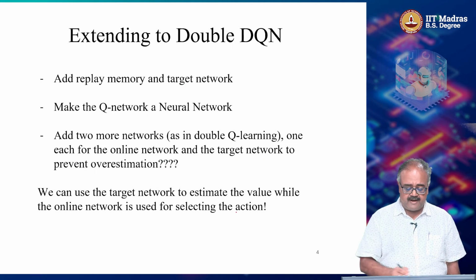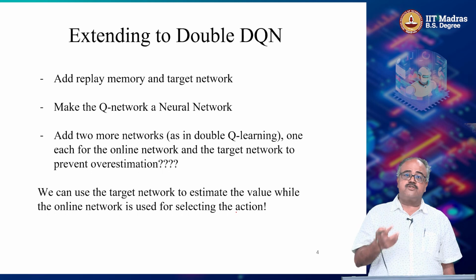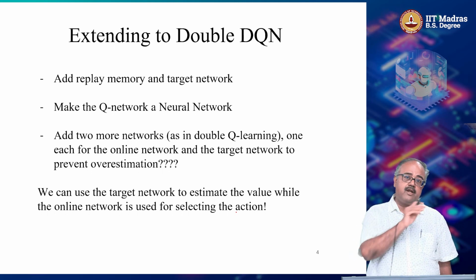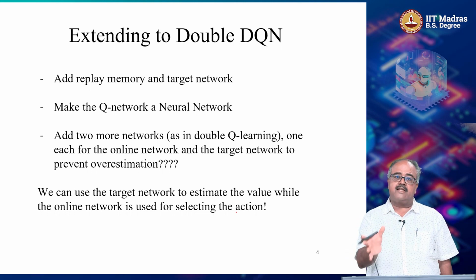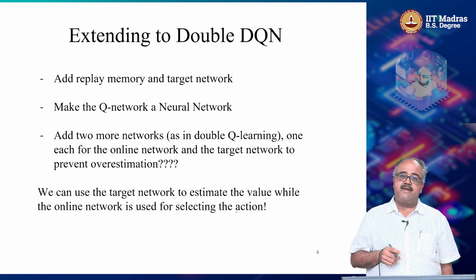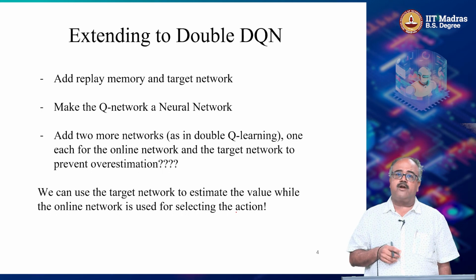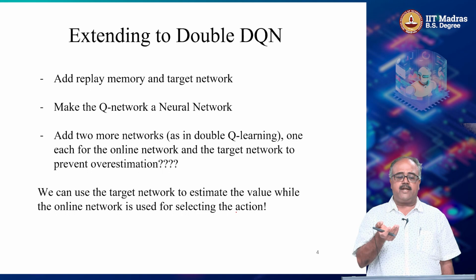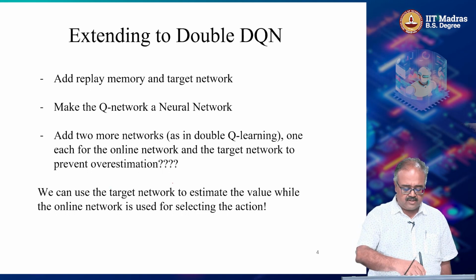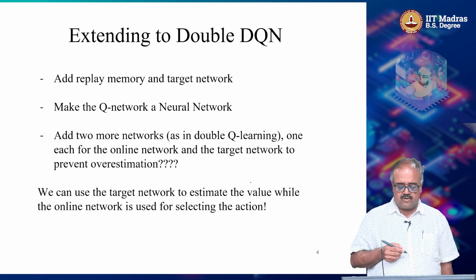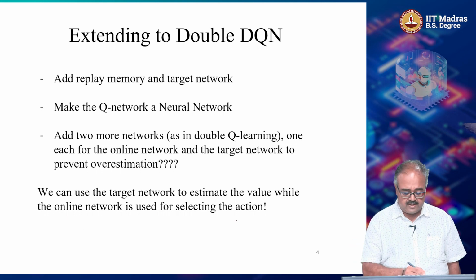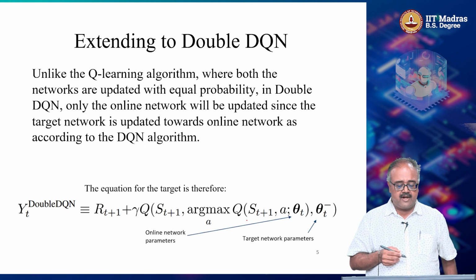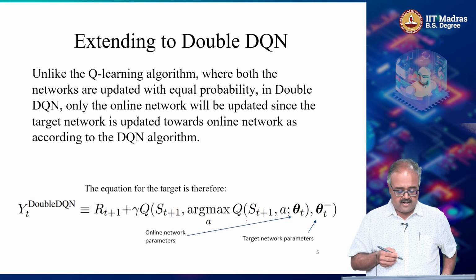In fact, we can just use these two networks that we already have and treat them like Q1 and Q2. You are already using one network for the target and another for the estimation. So, instead of finding the max according to the target, you can find the max according to the estimation network, but use the Q value according to the target, or vice versa. The target is used for estimating the value and the online network is used for selecting the action. That is how we extend this to DDQN.